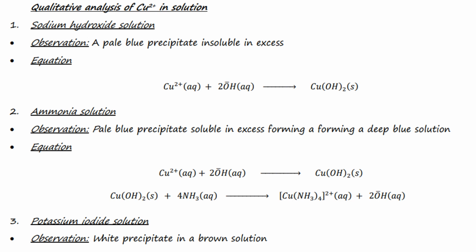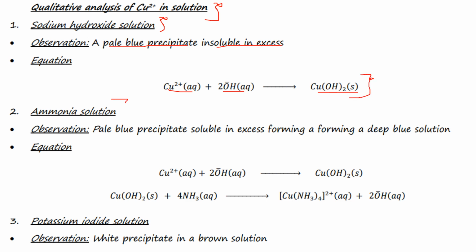So proceeding, let's look at some of the qualitative analysis that can be observed for the copper ions that can be present in our test solutions. When you look at the qualitative analysis in the laboratory, when you add sodium hydroxide solution to a solution containing copper 2 ions, just like I've already talked about, you get a pale blue precipitate, or simply a blue precipitate, which is insoluble in excess. The equation is copper 2 ions reacting with hydroxide ions to give us copper 2 hydroxide, which is our pale blue precipitate.